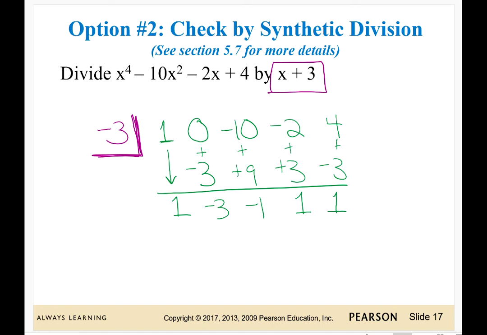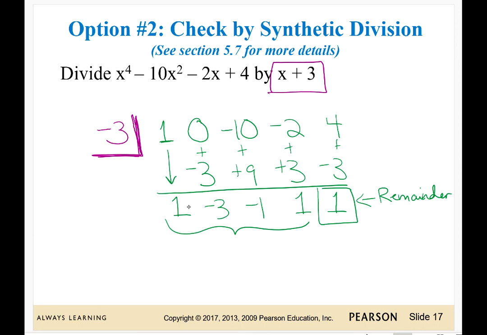All right, so let me explain what these numbers down here at the bottom are. This number right here at the end, this is your remainder. Did we have a remainder of 1 in the original problem? Yes, we did. So there's my remainder. And these right here are going to be the leading coefficients, the coefficients of all the terms in the quotient.